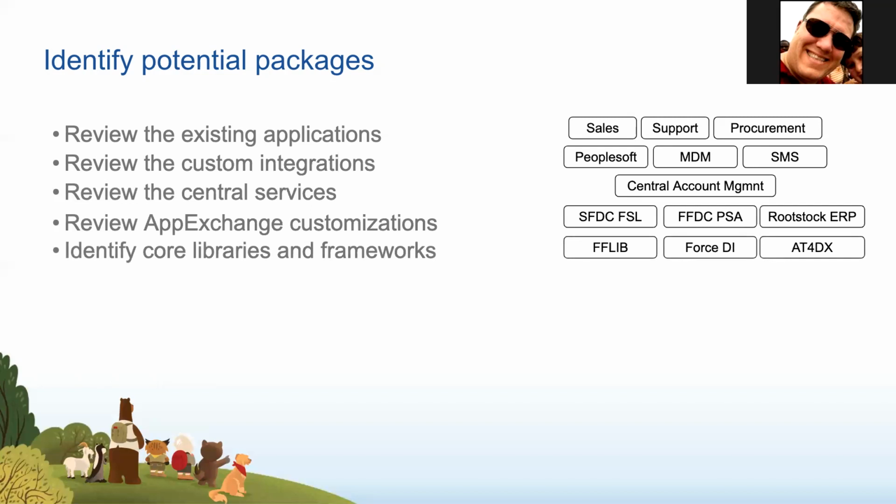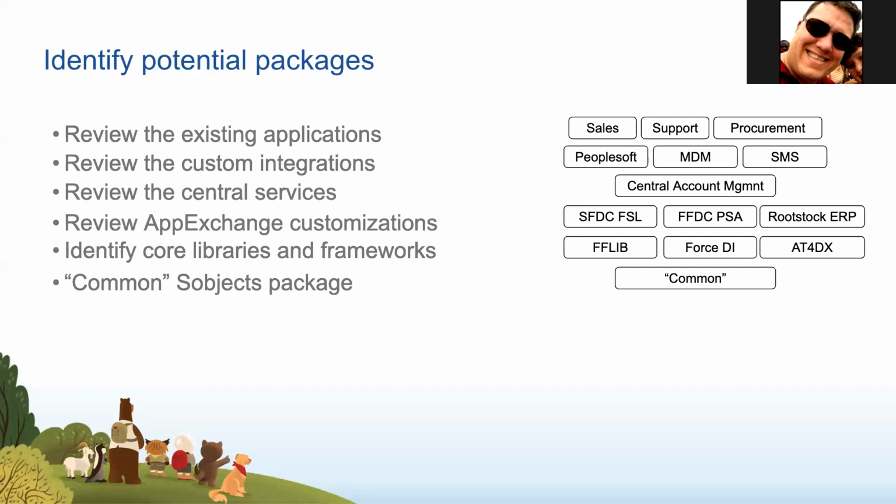What about your AppExchange customizations? So you've got things like Salesforce Field Service Lightning, FSL, the FinancialForce PSA product, and the Rootstock ERP product. These are third-party vendors that give you managed packages from the AppExchange, but you will probably make customizations on top of those, and you bundle those customizations into a package, a module. And then we'll talk about core libraries and frameworks. We're not going to dive too much into those, but those are also isolated, very easy to manage, and discrete units that should be bundled. And the last one, please.